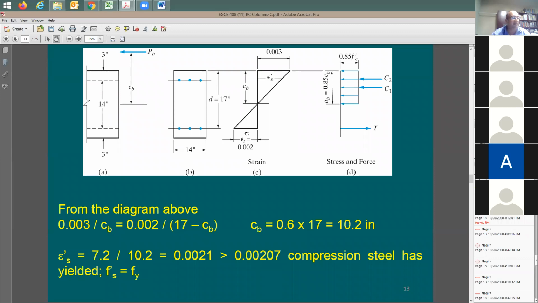How about the tension steel? I'm going to say tension steel is yielding. According to my assumption here, I'm solving when the steel here starts to yield in the tension. I'm going to say this tension is going to be equal to 180 kips, 3 times 60. Okay, now it's going to be so simple.